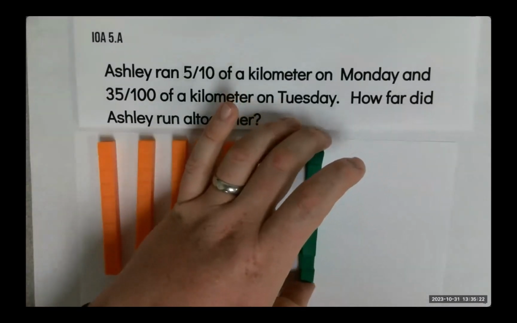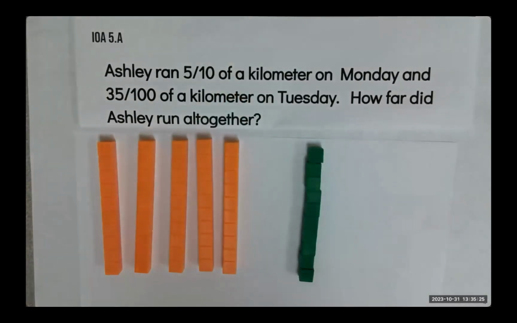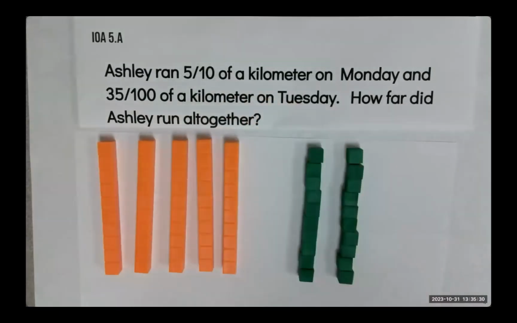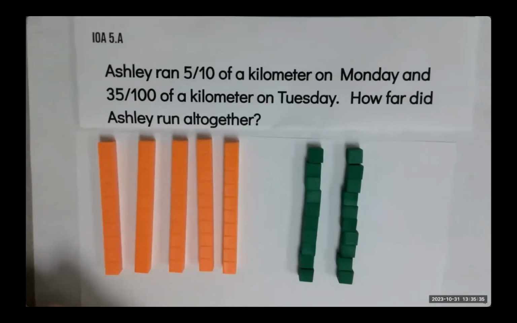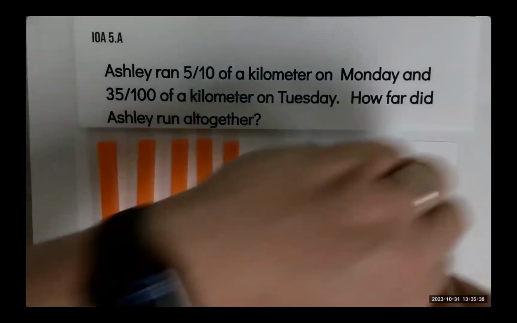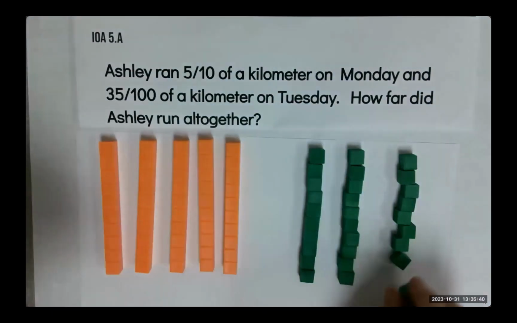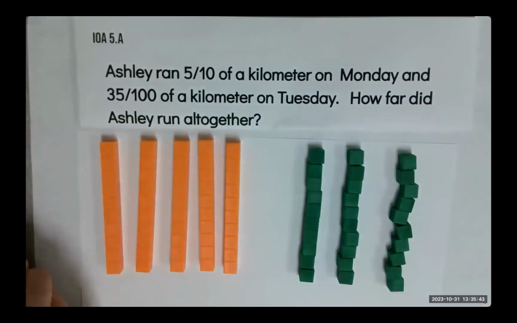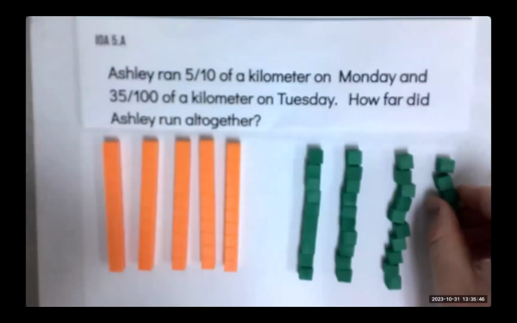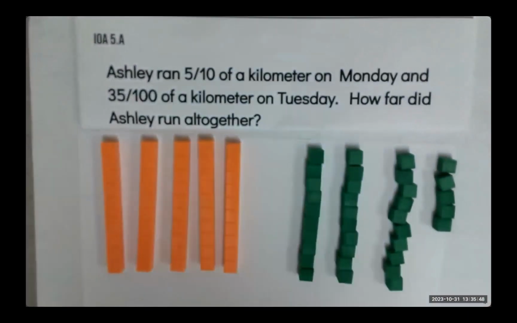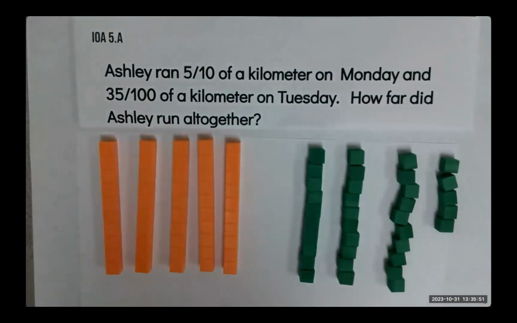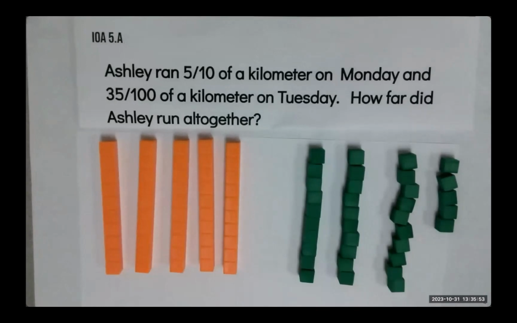So I have 10 hundredths. I have 20 hundredths. And I have 30 hundredths. And then there's my 35: 31, 32, 33, 34, 35 hundredths. Now, I need to go ahead and solve. So I need to add my 5/10 and my 35 hundredths.